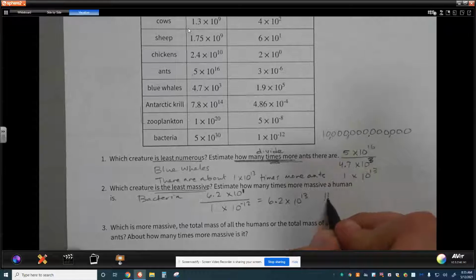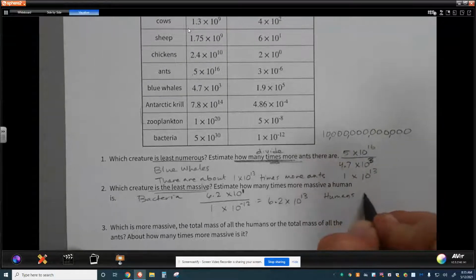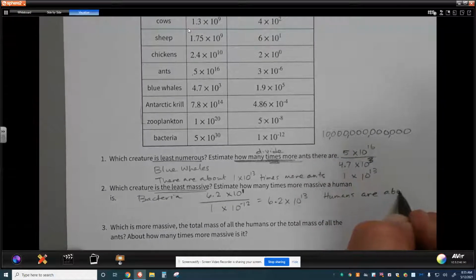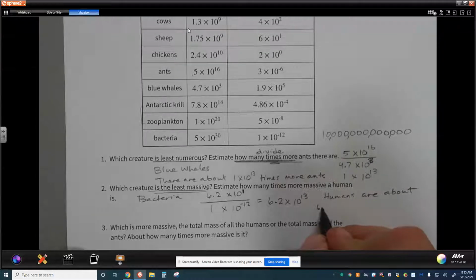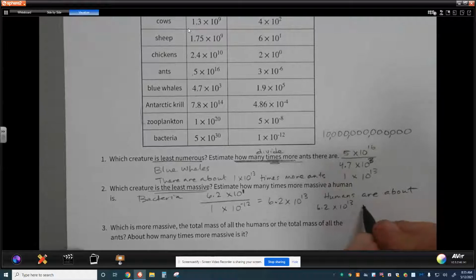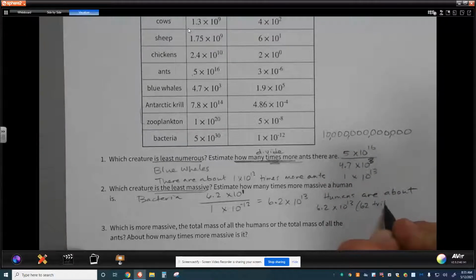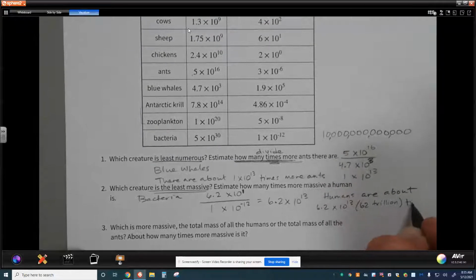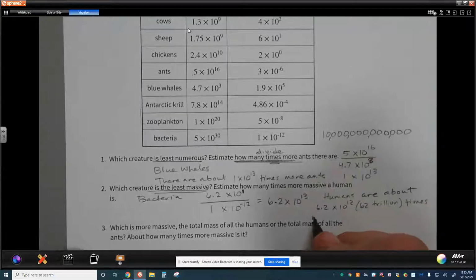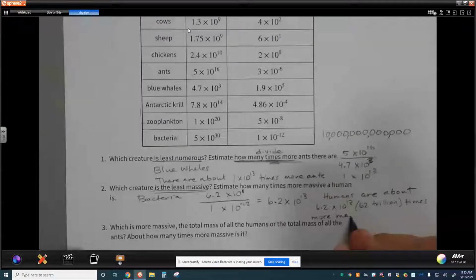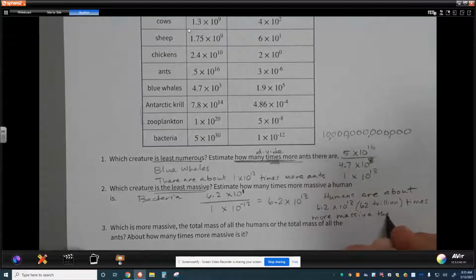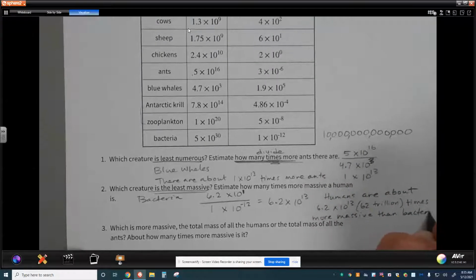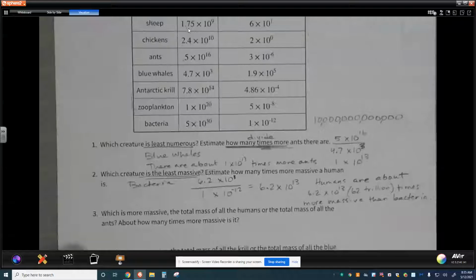And then we can say humans are about 6 and 2/10 times 10 to the 13th power. That would be 62 trillion times more massive than bacteria. Pretty amazing how much bigger we are than bacteria, or pretty amazing how small bacteria really is.